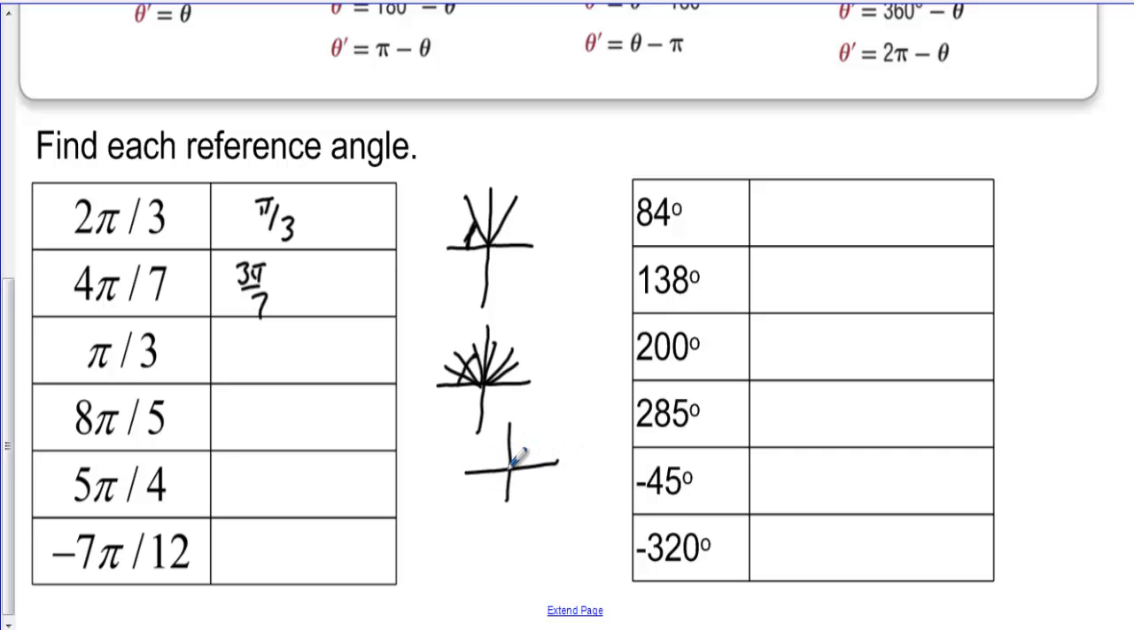How about pi over 3? Well, that is in the first quadrant. So the reference angle is pi over 3.